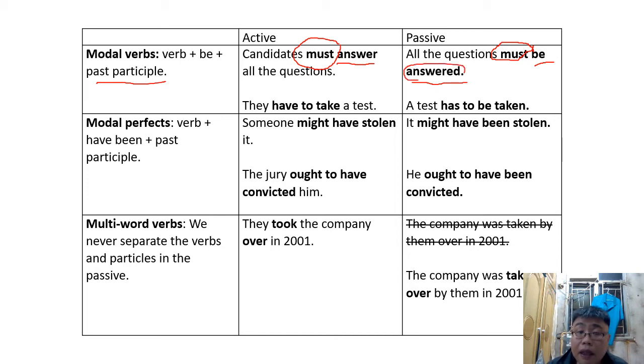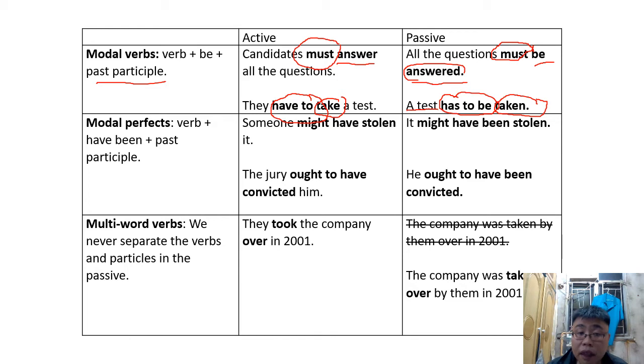Here, they have to take a test. The modal verb is have to, and the verb is take. And so the passive sentence is has to be. Why? We use has, not have, because the subject is different. It's the test. It's a singular. And then we use the PP taken after has to be.